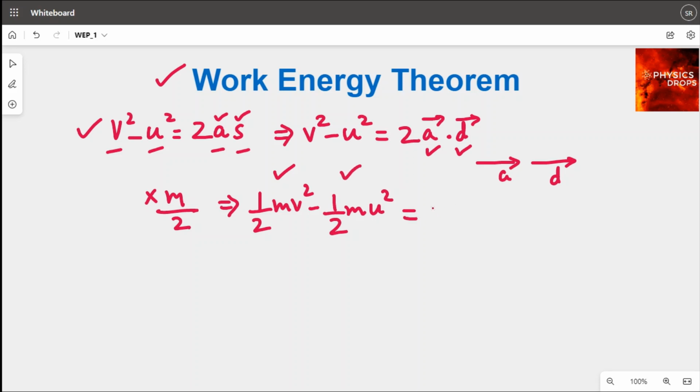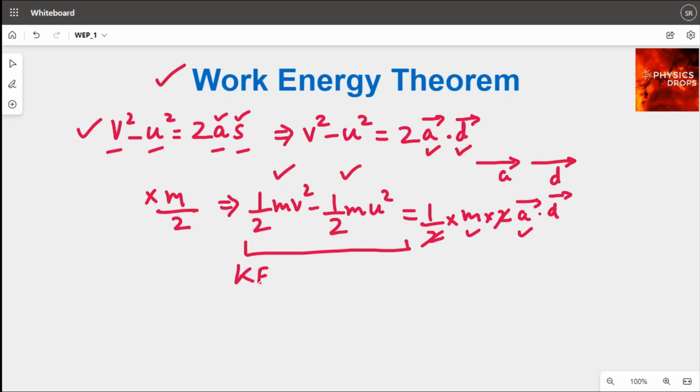The right hand side becomes half times m times 2 a vector dot d vector. Now these twos cancel out. We get m times a, which we know is nothing but force. So the difference between these two, kinetic energy final minus kinetic energy initial, the difference in the kinetic energies, equals m and a together, which give you the force vector dot d vector.